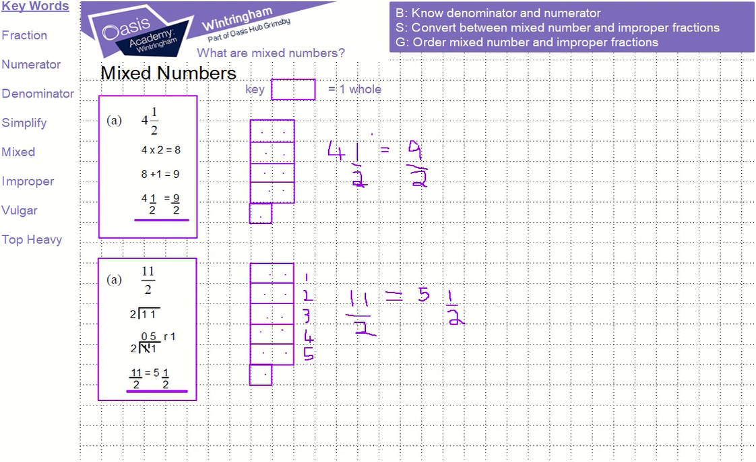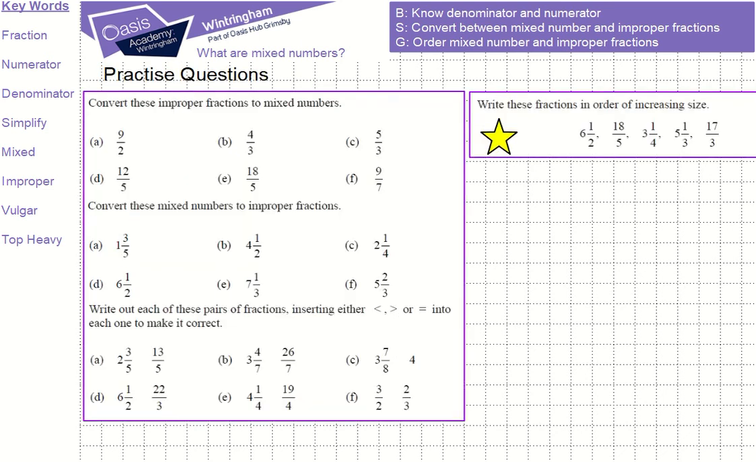On the next slide, I'm going to put on some questions for you to have a practice. Have a go at the ones that you're confident with. Don't spend too long on these. I don't want you to get too bogged down if you're struggling.